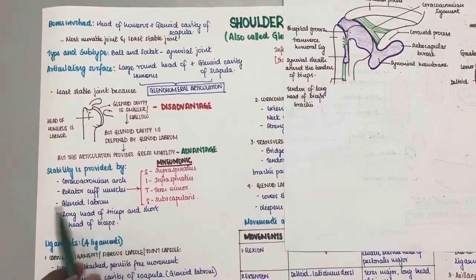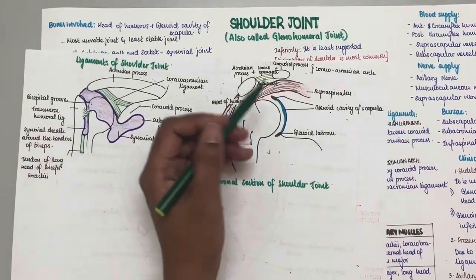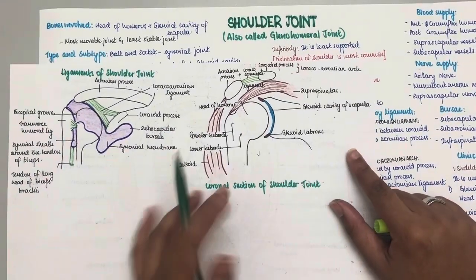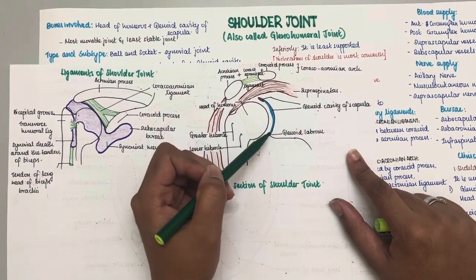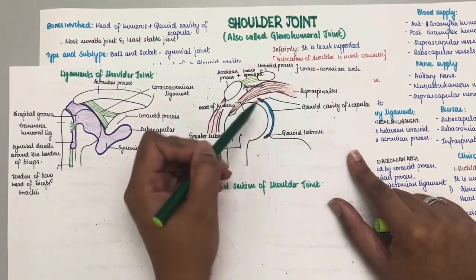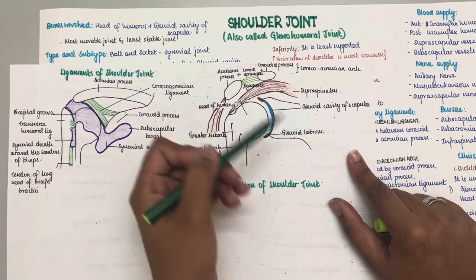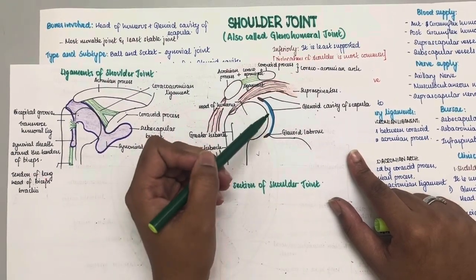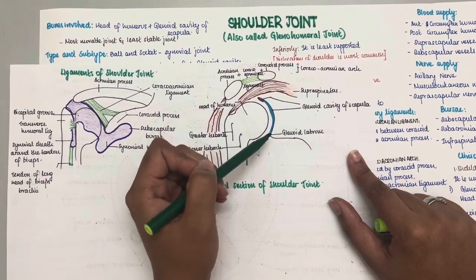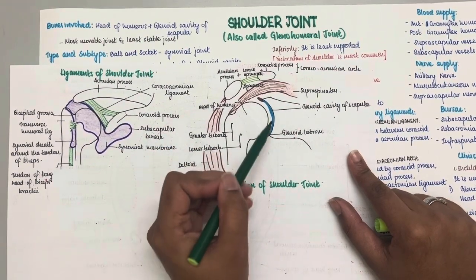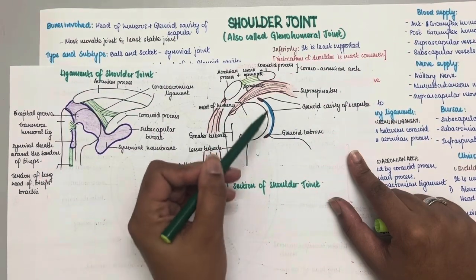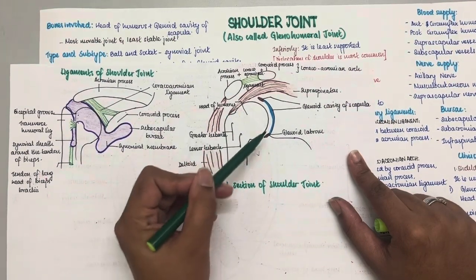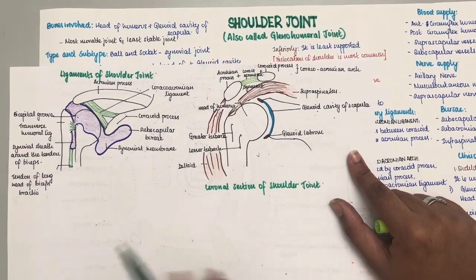Next is the glenoid labrum. The glenoid cavity is lined by a fibrous structure called the glenoid labrum. This blue colored thing deepens the glenoid cavity. The function of it is to deepen the glenoid cavity so that it provides a little more space and a little more stability for the round head of the humerus to sit in the glenoid cavity.